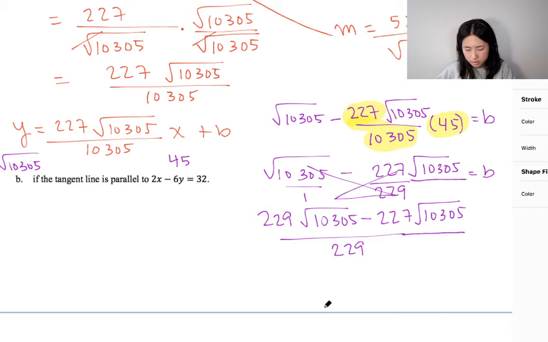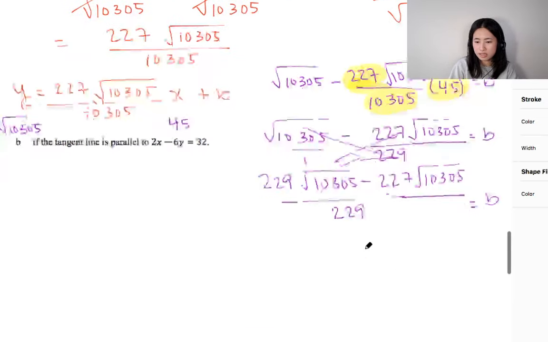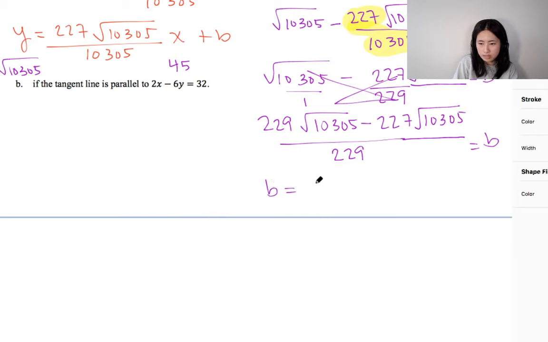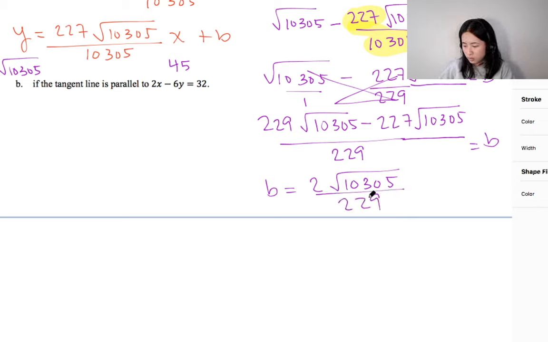229 minus 227 is 2, right? And this is equal to b. So we can say that b is equal to 2 times the square root of 10,305, and this is over 229, right? So that's b, because you can't really simplify 2 divided by 229 even further, so we're just going to keep that as b.